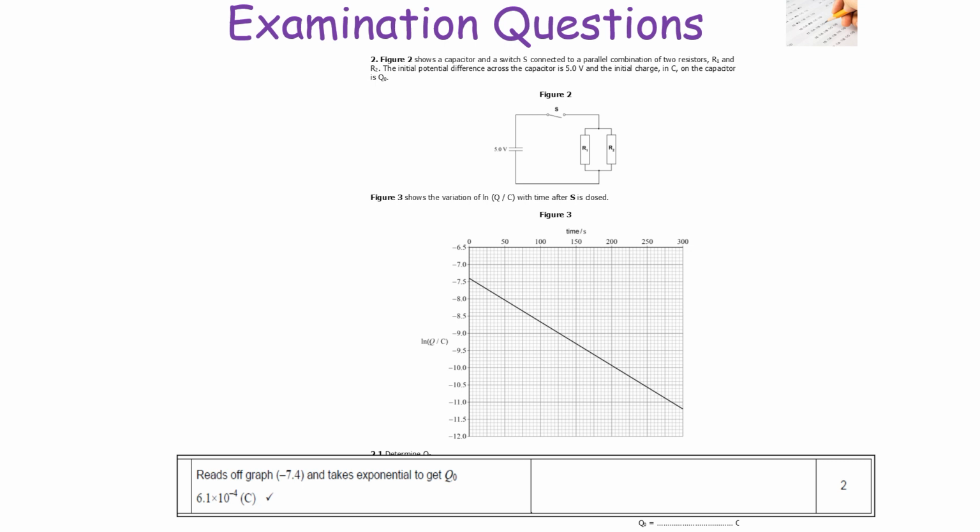So what you can then do is work backwards to work out Q0. If log Q0 is equal to minus 7.4, well then Q0 is equal to e to the power of minus 7.4. If you work it through, you get 6.1 times 10 to the minus 4 coulombs.